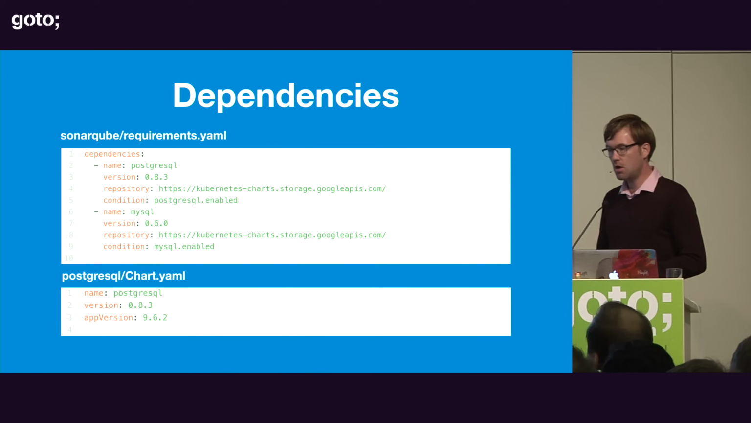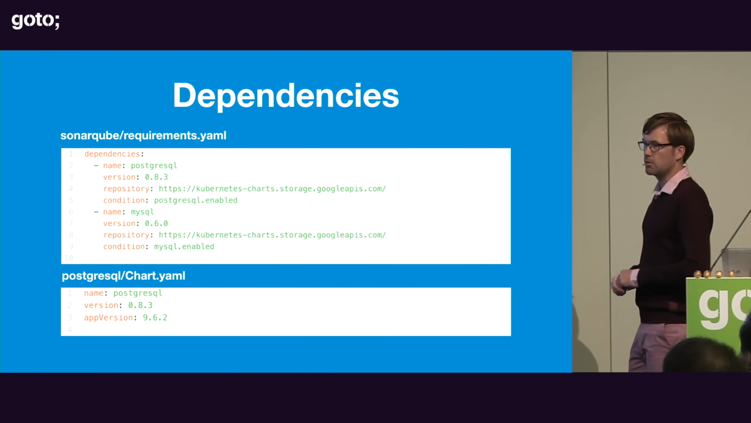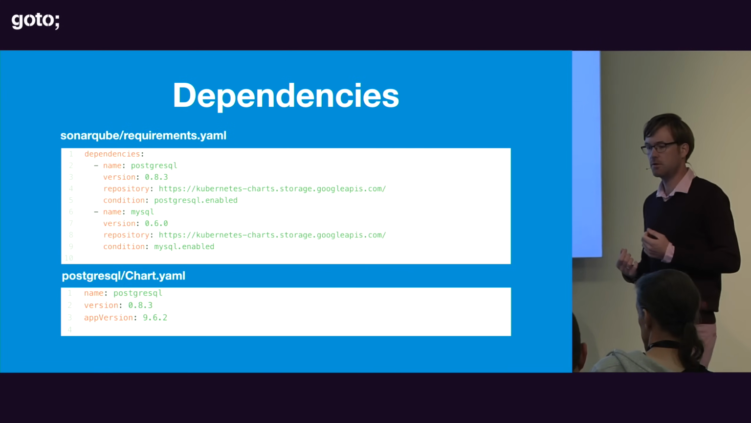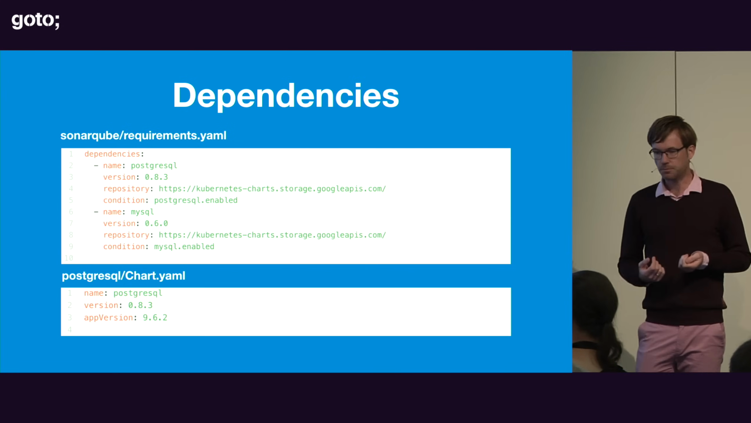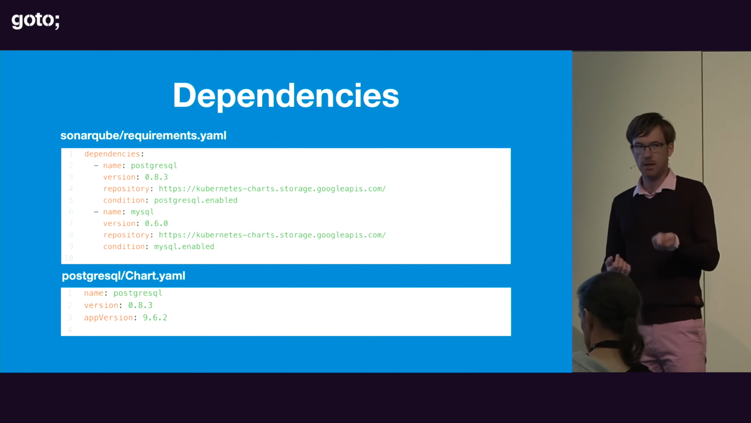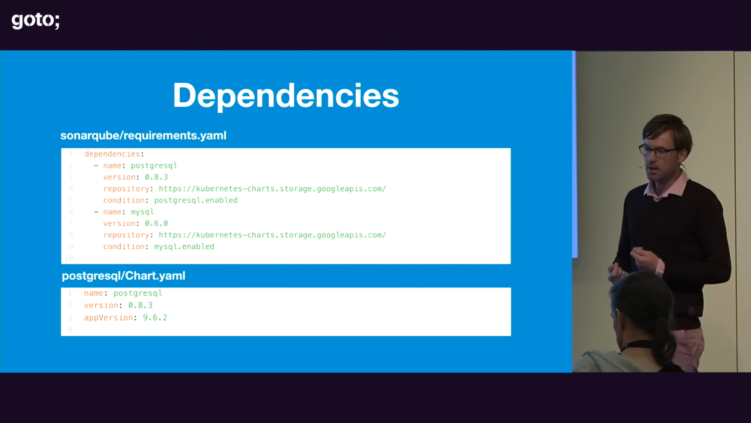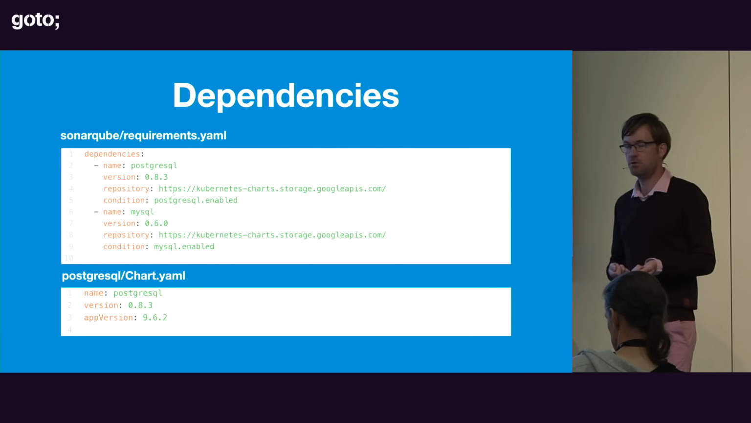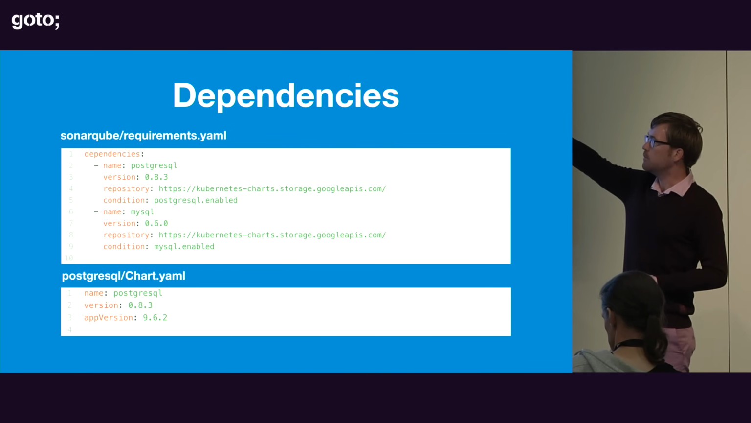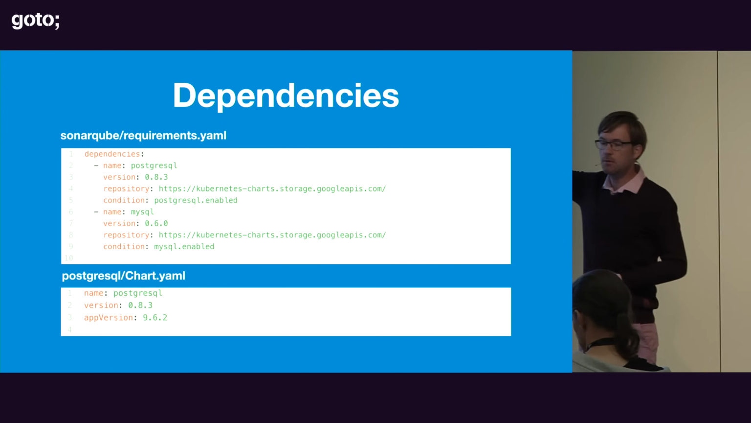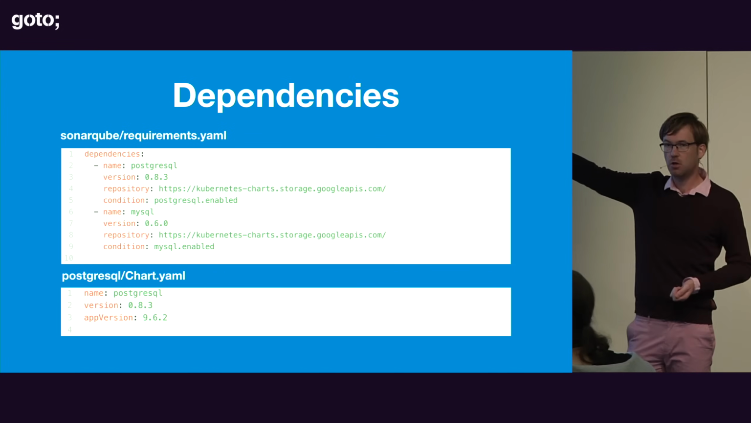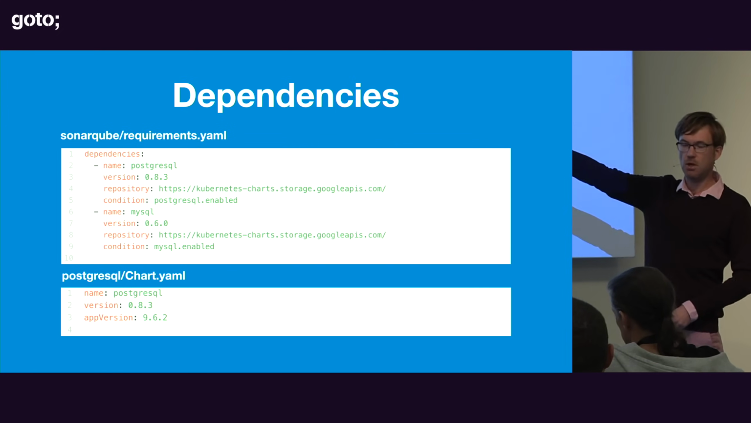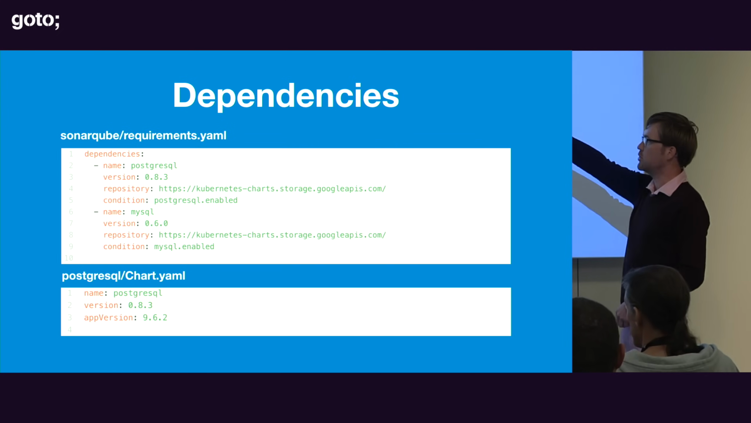Now, you know that if you deploy stuff on Kubernetes, it usually consists of more than one thing. So for instance, for our SonarQube, we want to use a database. And the nice thing about Helm is, similar to Maven, you can specify dependencies between charts. So this requirements YAML file, the top one, is actually part of the SonarQube chart. And it defines both a Postgres and a MySQL dependency and a version number.